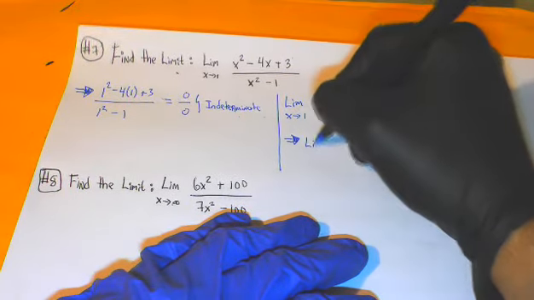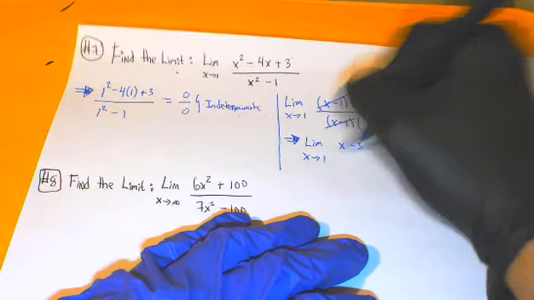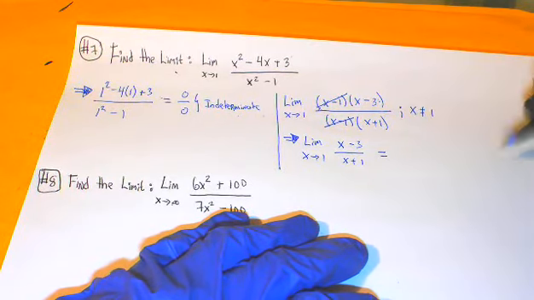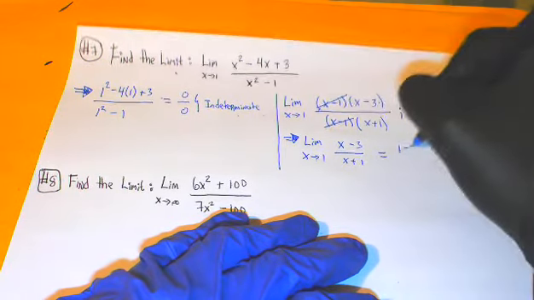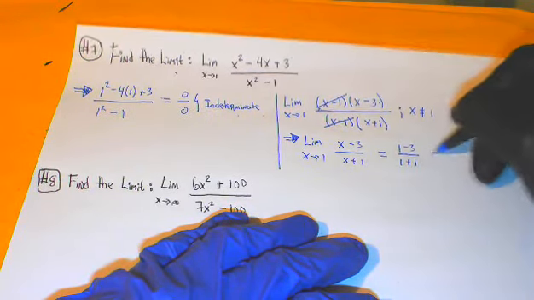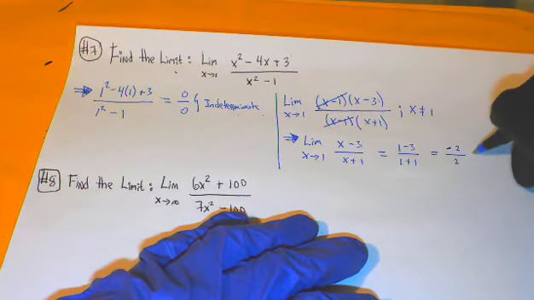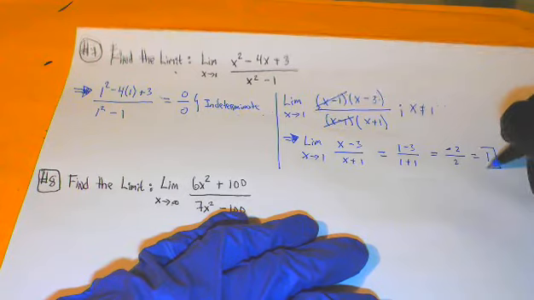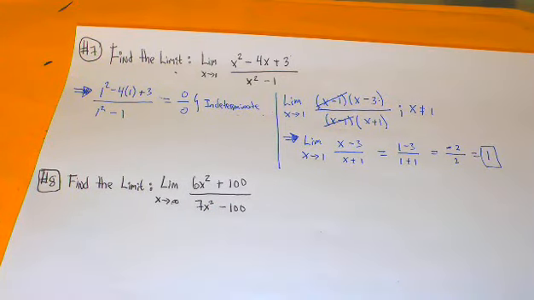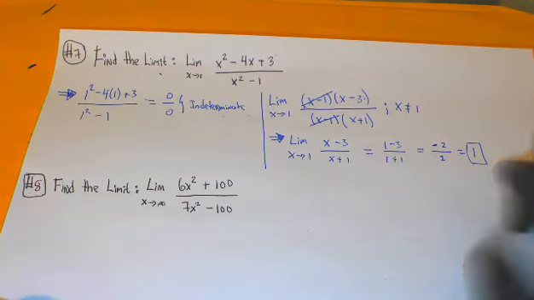We'll have the limit as x approaches 1 of x minus 3 over x plus 1. Well, we can directly substitute now. We're going to have 1 minus 3 over 1 plus 1. Well, 1 minus 3 is negative 2, and 1 plus 1 is 2, so negative 2 over 2 is going to be 1. So the limit as x approaches 1 of x squared minus 4x plus 3 divided by x squared minus 1 is equal to 1.